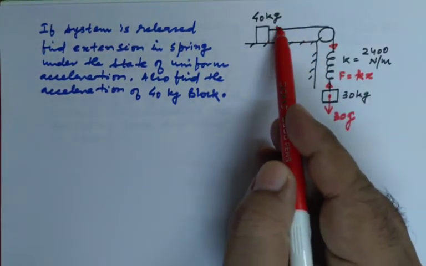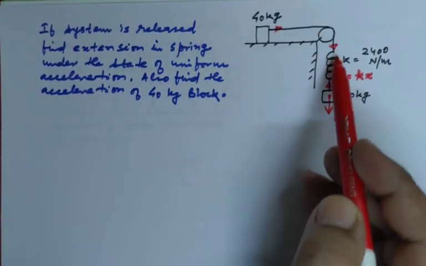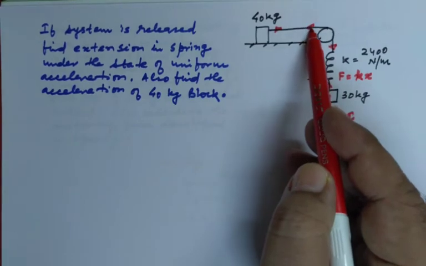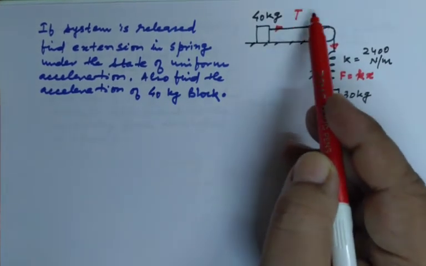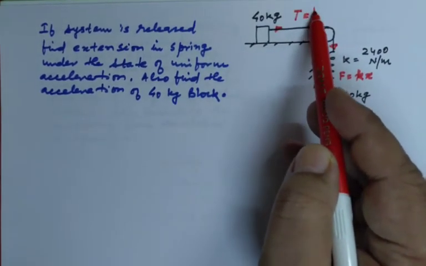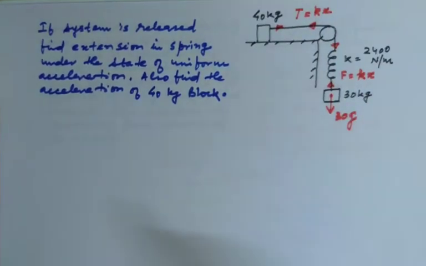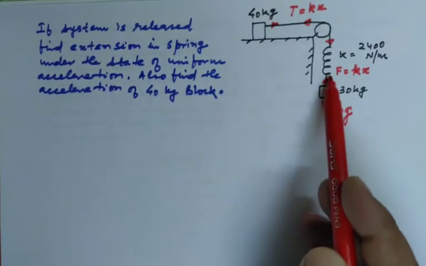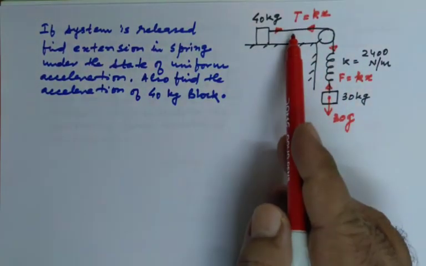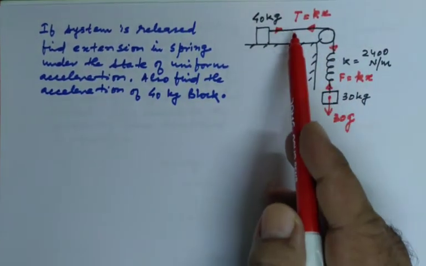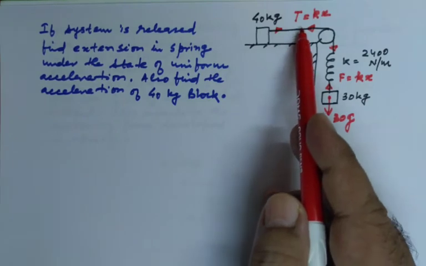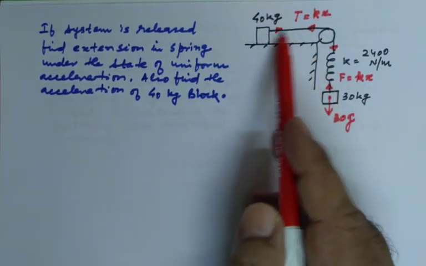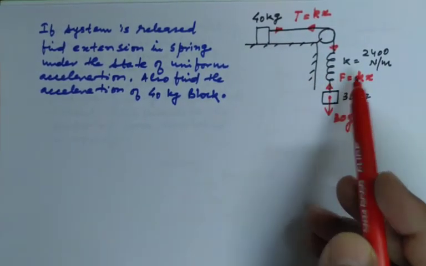Since the string is connected with the spring, the tension in the string would be the same as Kx, because it is a single uniform string connected with the spring. If tension is not equal to Kx, then the string will slack, so the tension has to be equal to Kx.